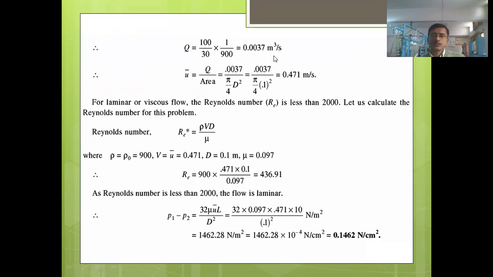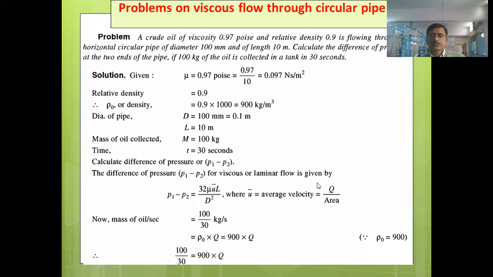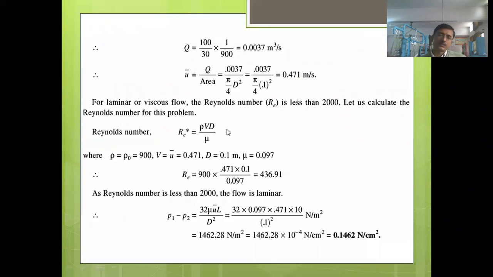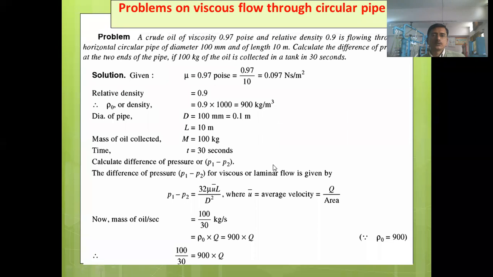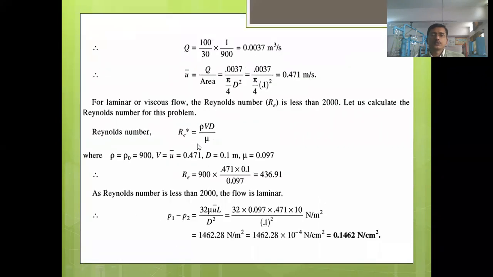This is the discharge. Now we got the discharge and we need to find the area, as the diameter of the pipe is known to you. So you can find out the area of the pipe, right? And if you divide this discharge 0.0037 by area, then you will get the average velocity u bar.